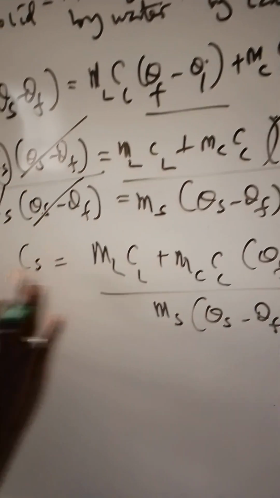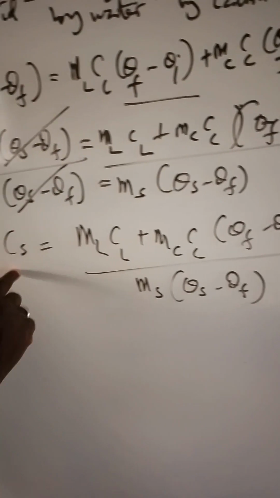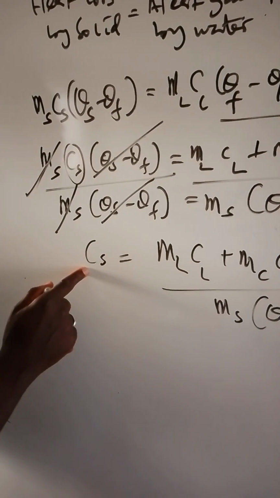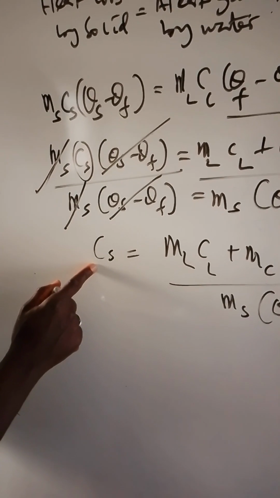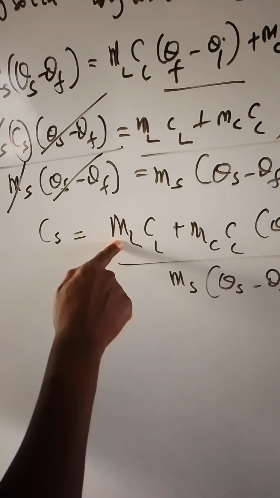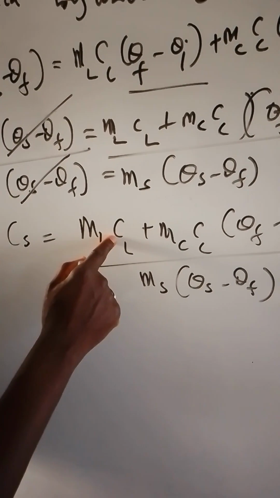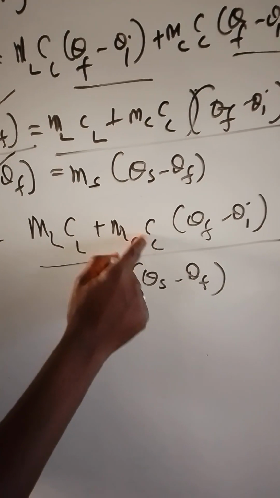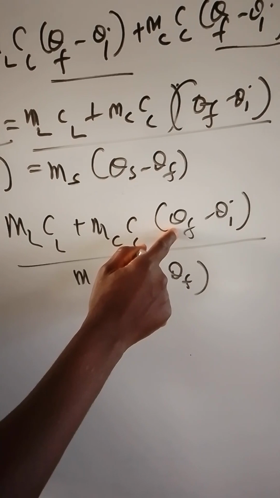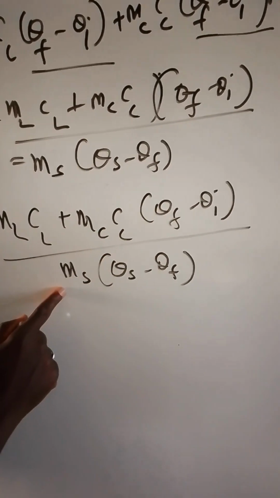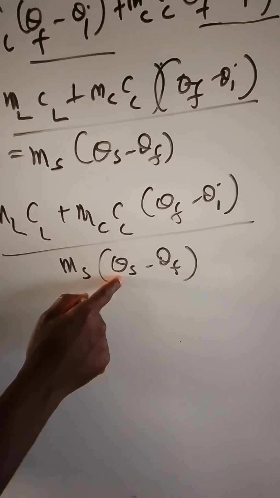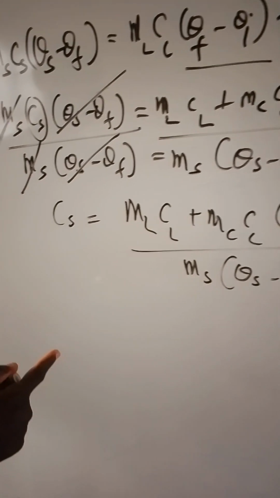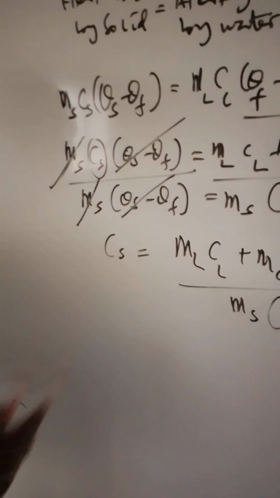This is the formula you are going to use to calculate the specific heat capacity of a solid. And what is Cs? It is the specific heat capacity of the solid, in joules per kilogram per Kelvin. We have here the mass of liquid, the specific heat capacity of liquid, the mass of calorimeter, the specific heat capacity of calorimeter, the final temperature, the initial temperature, the mass of solid, and the temperature of solid minus the final temperature. This is the formula to calculate the specific heat capacity of a solid.